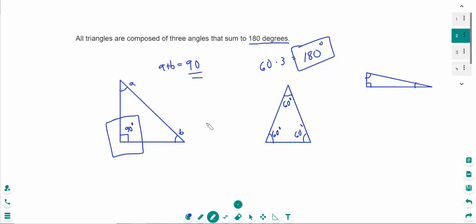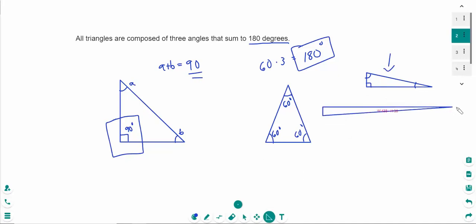Okay? So it's a very useful rule to remember, a useful theorem to remember. They'll always add up to 90 degrees. Same thing would apply to this one. They're going to add up to 90 degrees. And I can get as wild as I want with my triangles, and those angles are still going to add up to 180 degrees. Okay?